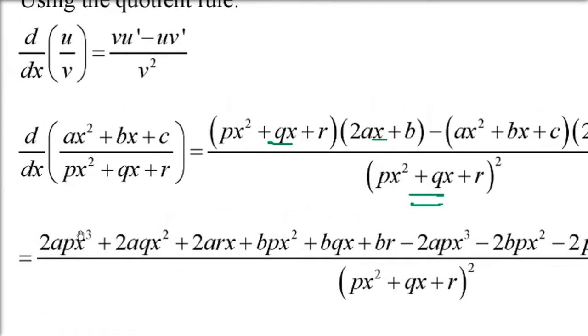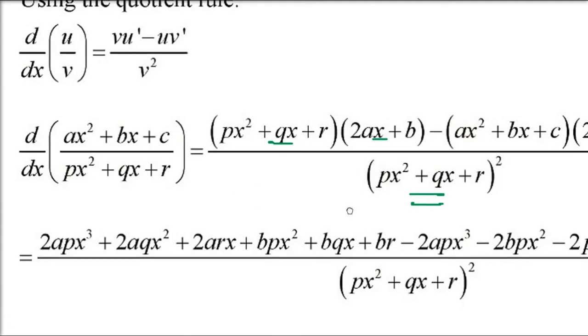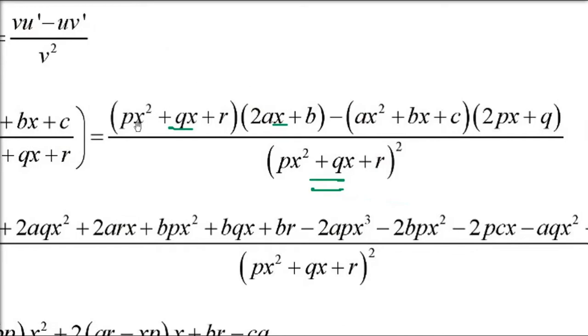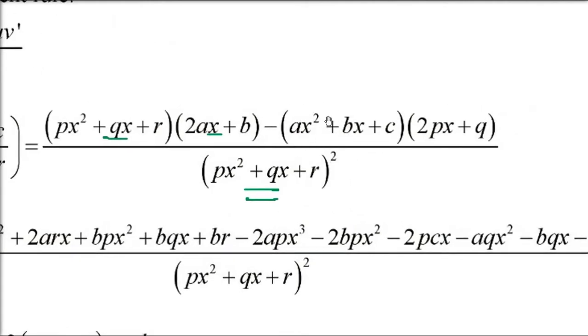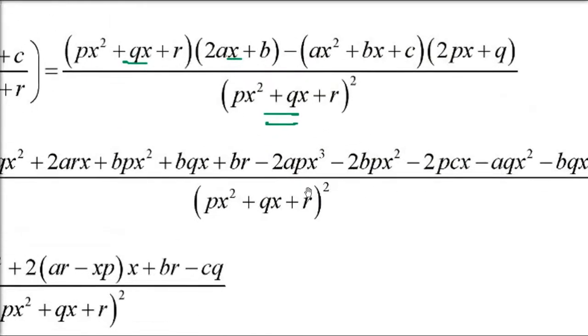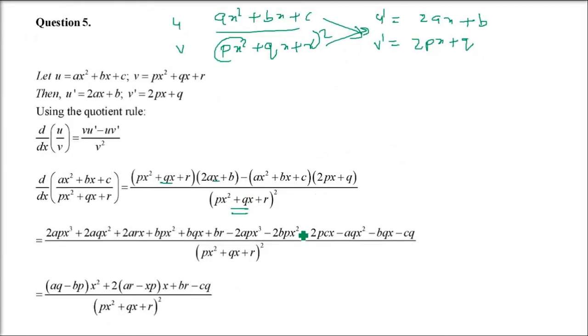Each px square into 2ax is 2apx cube, and then there you have this 2x you have multiplied. Now qx into 2ax is 2aqx square. Then r into 2ax is r 2ax. Now multiply b. So this is b multiplied by first one, then second one, and third one. And here also you have to multiply each term. I hope you will be able to multiply it, right?